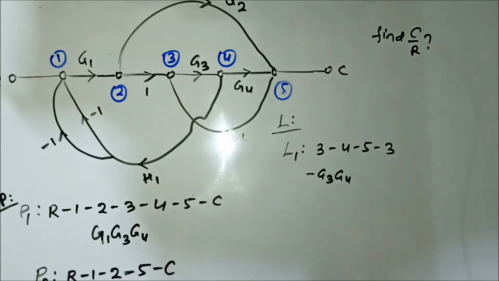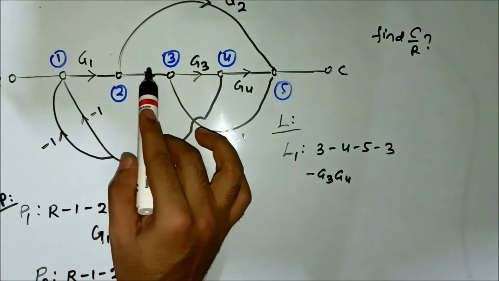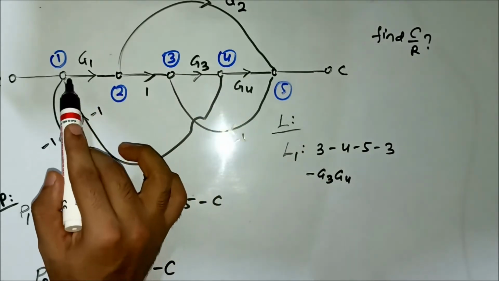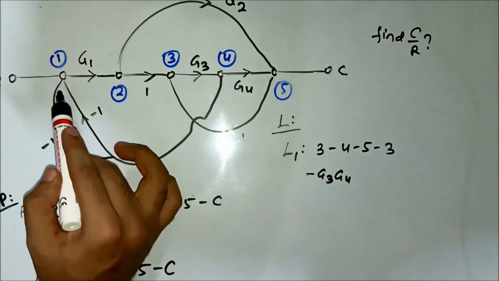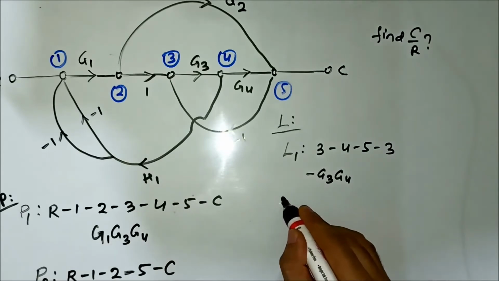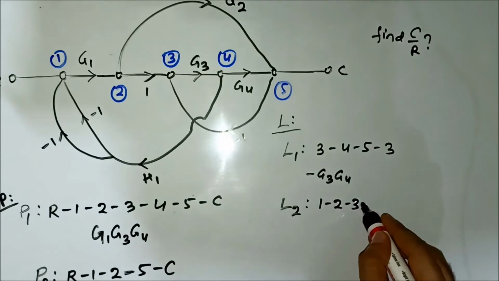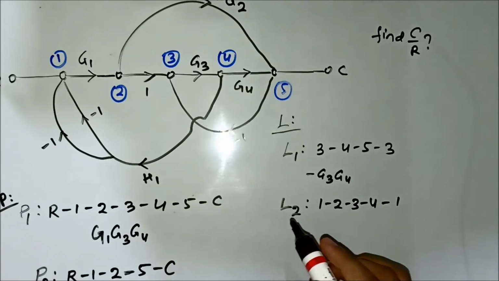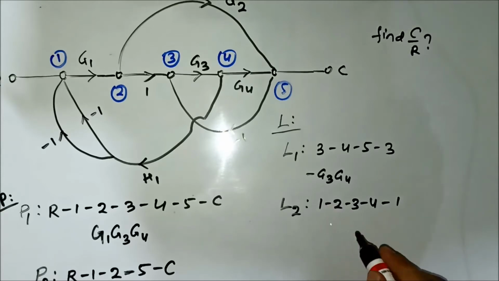Then another loop is, pay attention here, 1, 2, 3, 4, then back to 1. Along this path, 1, 2, 3, 4, then 1, and the gain is minus G1, G3, H1.